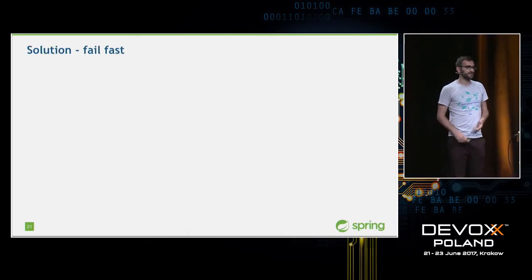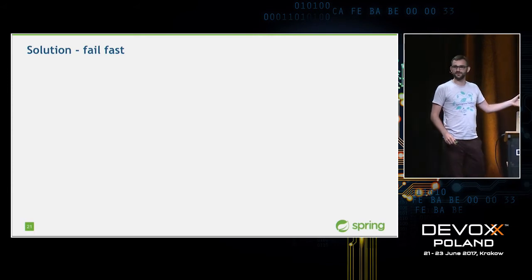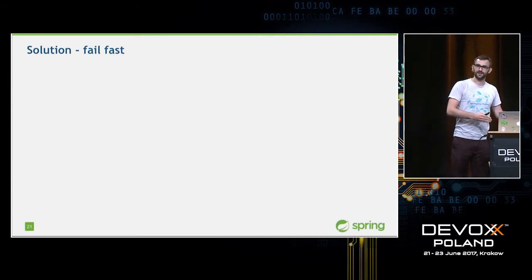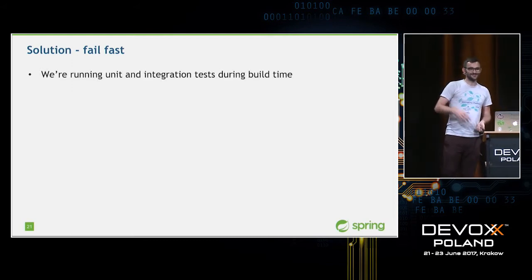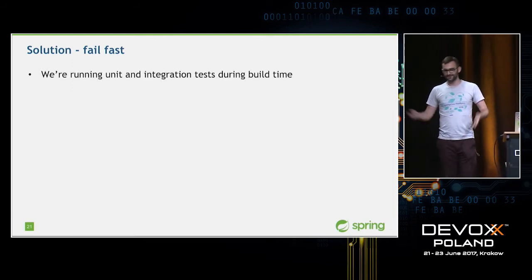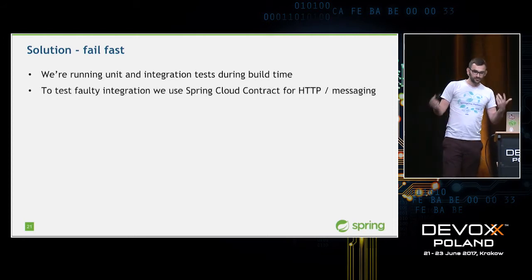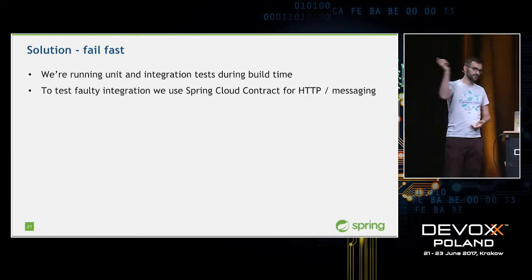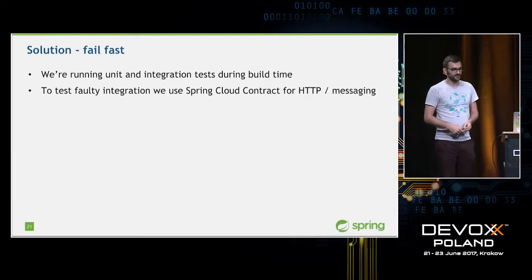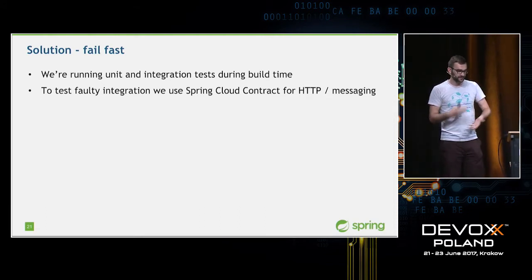So the solution, I mean, you're going to see a lot of Captain Obvious solutions. So if the problem is slow feedback, you should have a fast feedback, right? So how can we do it? First is unit integration tests, nothing special, you already do it. But you could consider using contract testing, for example, with Spring Cloud Contract, where we support HTTP and messaging.